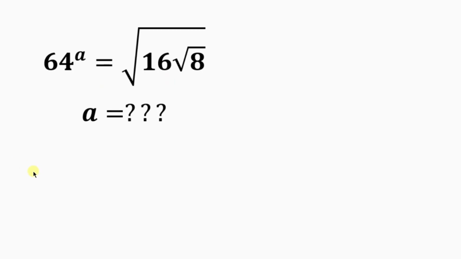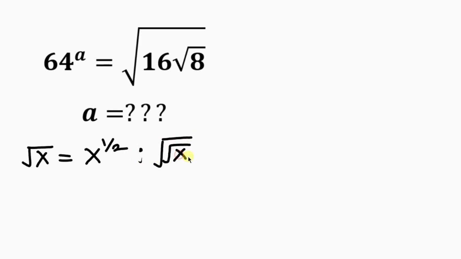Now, we're going to apply a property of indices: whenever I have, for example, the square root of x, this is written as x to the power of half, right? Good. But whenever we have a double square root, for example, the square root of the square root of x, this is the same as x to the power of 1 all over 4. So let's keep this property at the back of our mind.